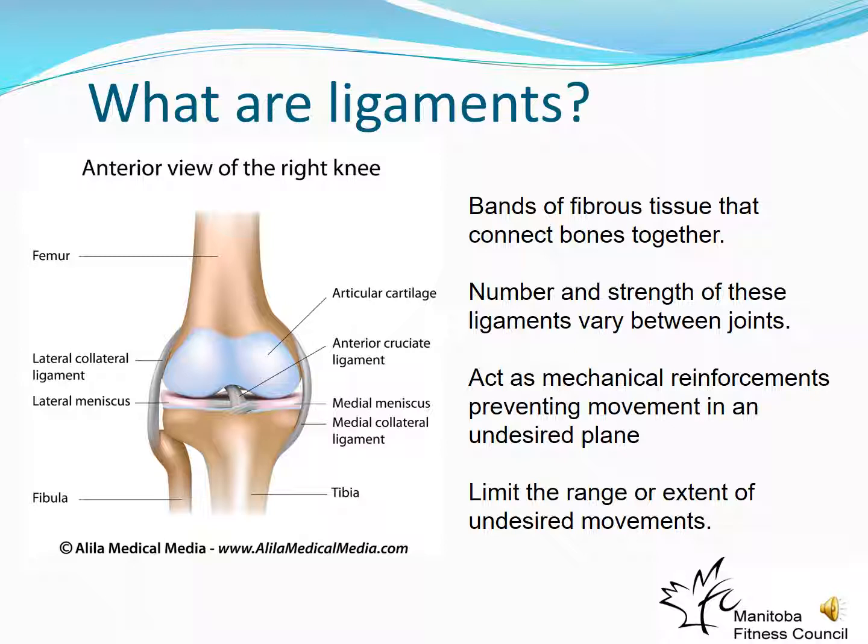We don't, for the most part, want to be stretching ligaments a lot. They're there to protect our joints. Having loose ligaments usually means things are unstable. Not always, but it usually means things are unstable. Okay, so these are mechanical reinforcements preventing movement in undesirable planes. We find ligaments in all different joints, and they are there to help reinforce the joint and to guide movement in other directions.